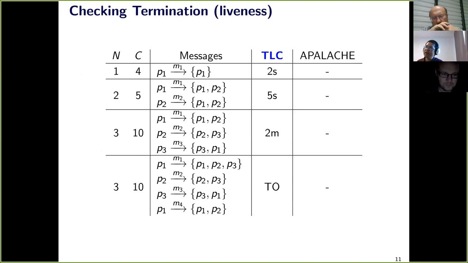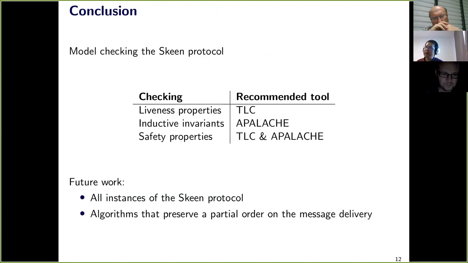And the last experiment is of checking termination. And here you can see that we should use TLC because Apalache doesn't support liveness checking. Okay, so we're coming to the end. In this talk, I have presented how to verify the protocol by applying model checking. And our experiment shows that for liveness checking, we should use TLC. However, Apalache is better than TLC in checking inductive invariants. And for safety properties, we can use both model checkers, TLC and Apalache, to check them. And for future work, we would like to verify all instances of the protocol. Another direction is to verify algorithms that preserve a partial order in the message delivery. And that's all. Thanks for listening.